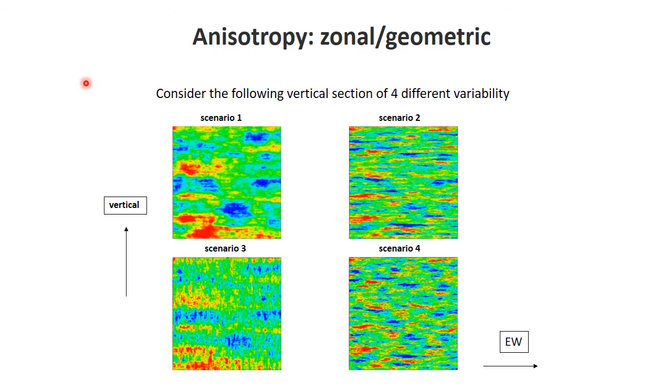Okay, we'll have to talk also about various types of anisotropy. So we talked about one form of anisotropy before, which is called geometric anisotropy. In geometric anisotropy, it's essentially what we have in this picture here. We are talking about variation of the range, or correlation length, as a function of direction. And so clearly in this bottom picture, we have less variation in the east-west direction and more variation in the vertical direction.